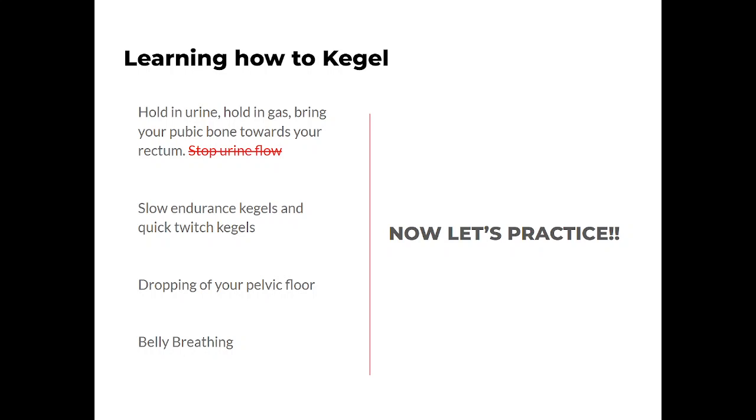There are two different things you should learn with Kegels. You want to learn slow endurance Kegels, which is Kegeling for a long period of time, like 10 seconds. And you also want to learn quick Kegels to fire those quick twitch muscles. So that's more of a Kegel up, relax down, Kegel up, relax down. In the next slide, you'll actually see some Kegeling. And then we also want to learn how to drop your pelvic floor. This always helps with passing gas and passing a bowel movement. With Kegeling, we throw in belly breathing because that will help drop your pelvic floor as well. So let's go to the next slide and practice how to Kegel correctly.